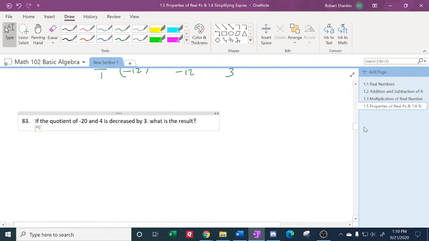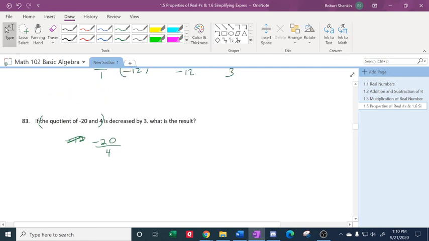Okay, so I'm going to go word by word. But in order to translate this word by word, I have to kind of realize how it's grouped. The quotient of this is one part of it. And quotient means the result after division.